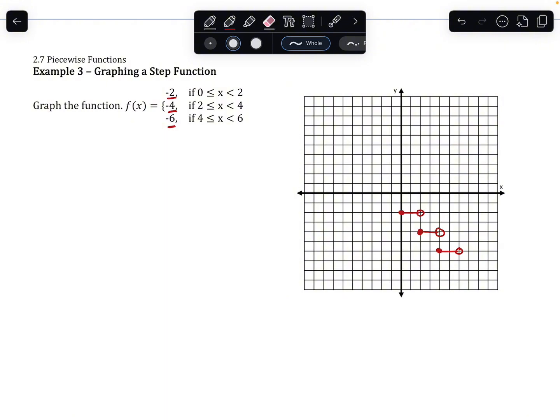So if we look at our graph, we now have steps or step functions.